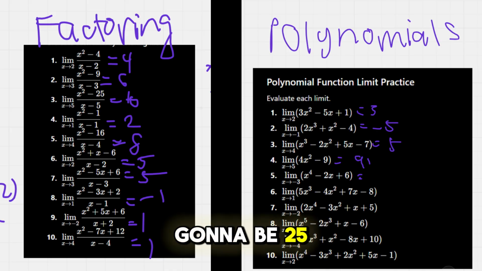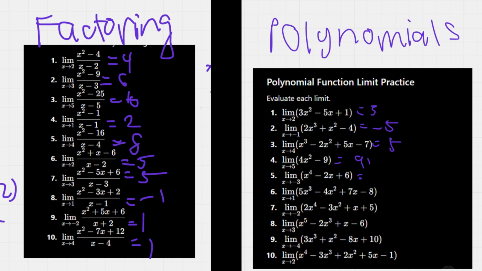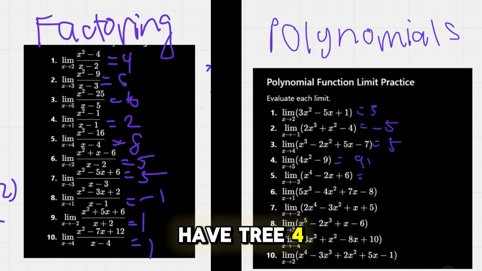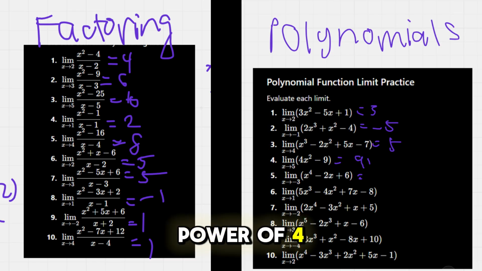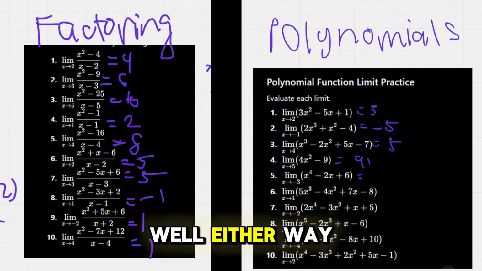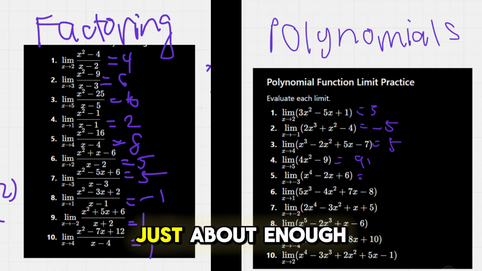5 squared, it's going to be 25. 25 times 4 is going to be 100. 100 minus 9 is going to be 91. So now we have 3 to the power of 4. 3 to the power of 4 is 81. Okay, so you have 81 here. Oh, it's actually a negative 3. Well, either way, I think that's just about enough.